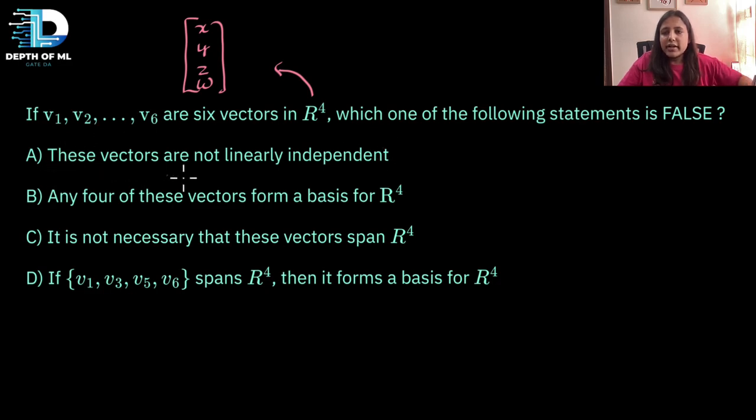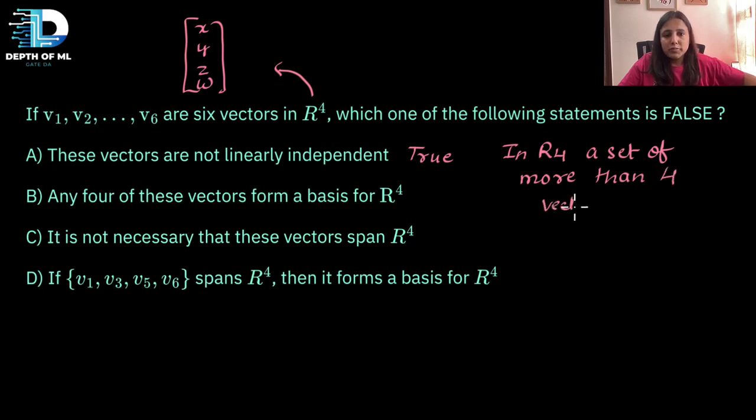It says these vectors are not linearly independent. This is true because in R4, a set of more than 4 vectors will always be linearly dependent. Why? Because R4 is a vector space where you need 4 linearly independent vectors to form the basis.